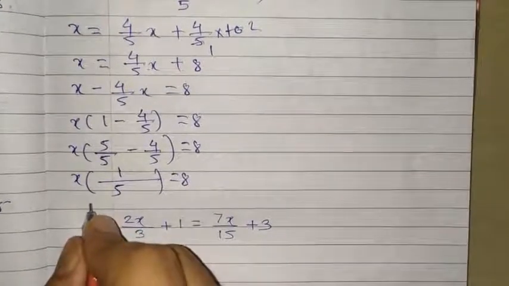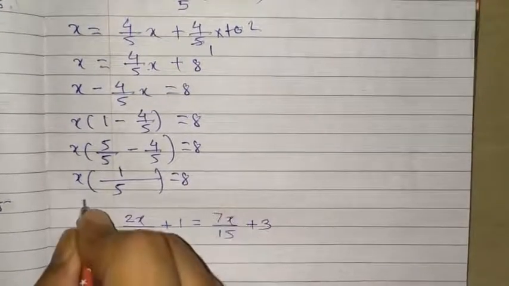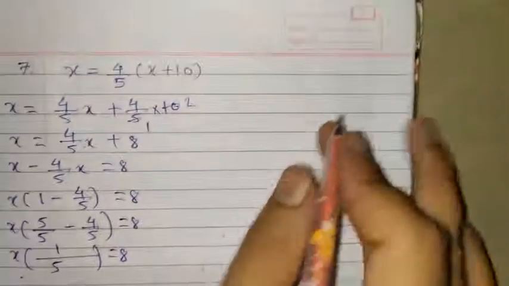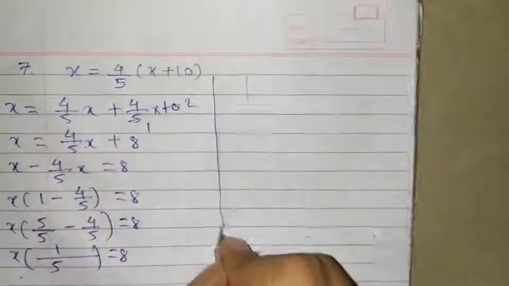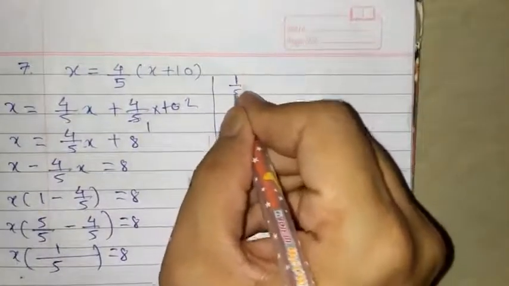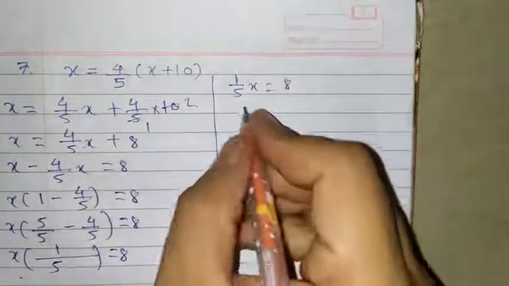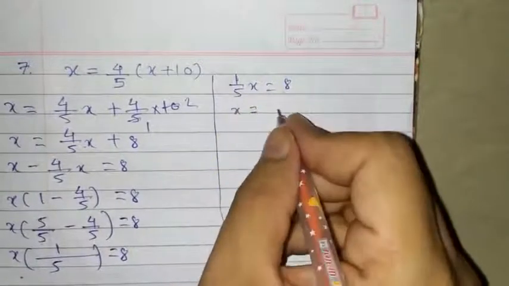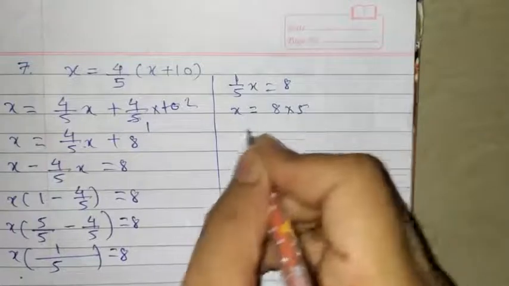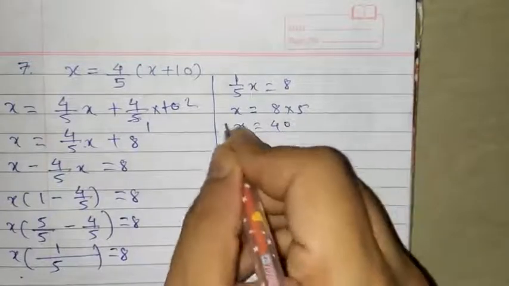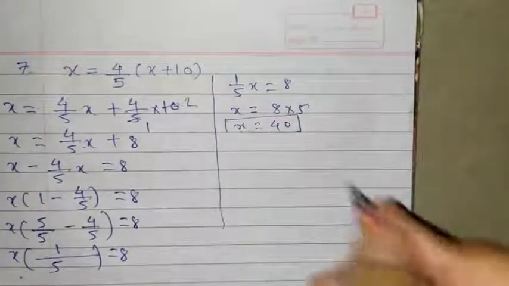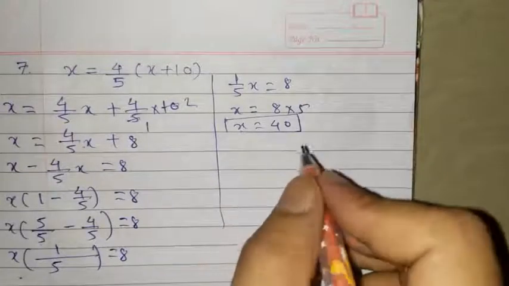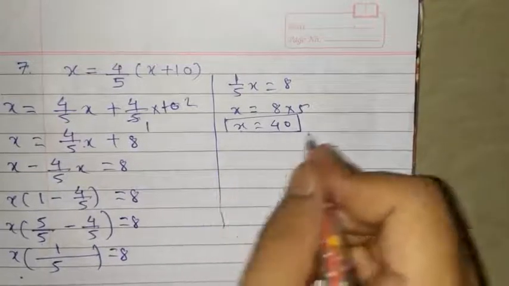So finally we can write here, this is 1 upon 5x. So I am going into this side. 1 upon 5x equal to 8. So finally we can write x equal to 5 will go now upside, 8 into 5. So x is what? 40. So this is the answer. So now here we solve and we got the value of x, that is 40. So now it's time to cross check.